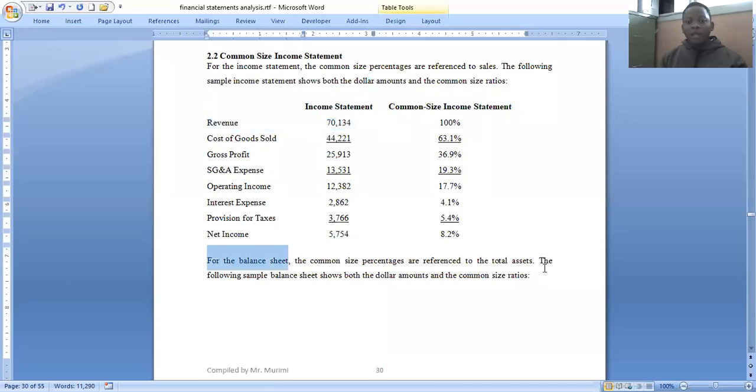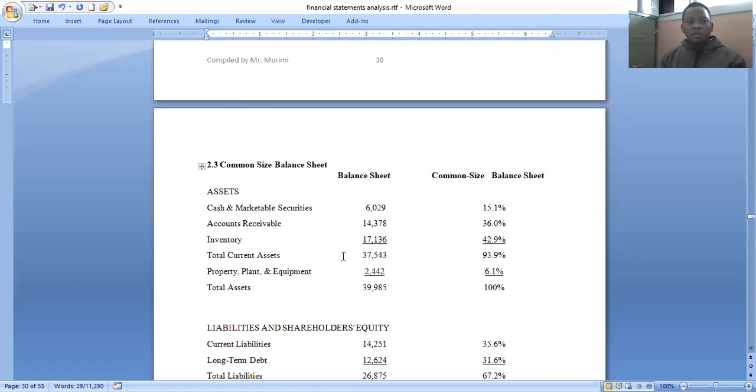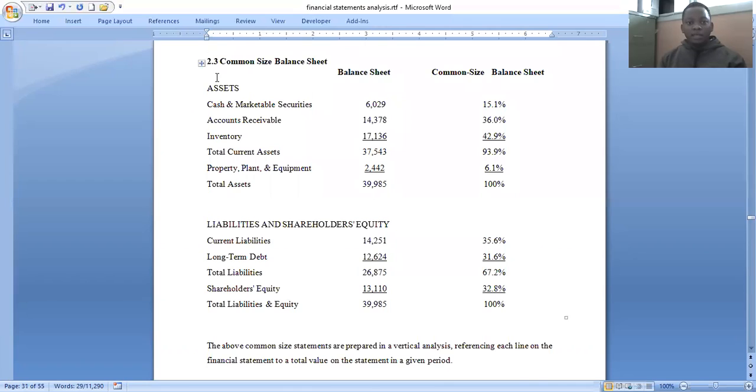Then we move on to the balance sheet. For the balance sheet, the common size percentages are referenced to total assets, as we had said earlier. So the common base for the balance sheet is the total assets. The following sample balance sheet shows the dollar amounts and the common size ratios. So we have this as a common size.